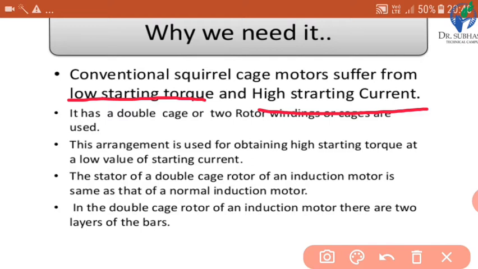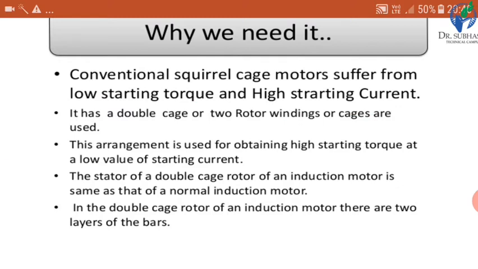In it, a double cage, or two rotor windings or cages, are used. So in this type of motor, two cages will be used. Two cages means there are two rotor windings. This arrangement is used for obtaining high starting torque at a low value of starting current.